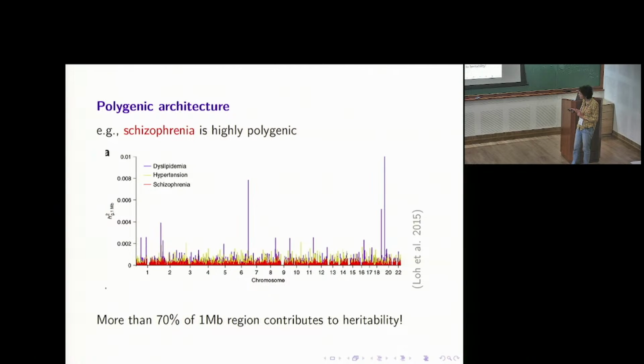What it means is that each of these guys are required to explain the heritability of schizophrenia. There are lots of them. About 70% of this huge region is required to explain the heritability of this. So it's a highly polygenic trait, okay? And all of them are tiny. The effect sizes are very small. For other diseases like this one, there are some large effect loci, and then they contribute to heritability. But something like schizophrenia, lots of small loci are required.